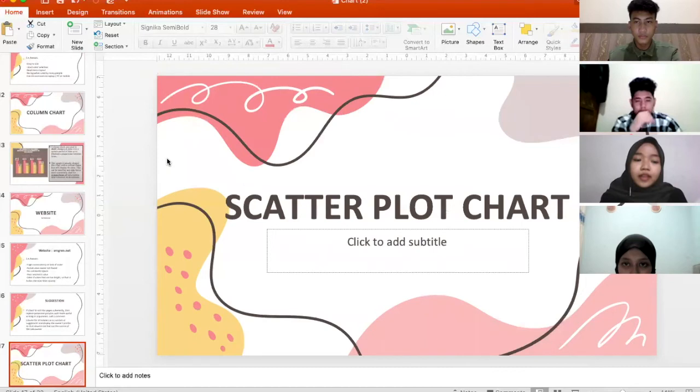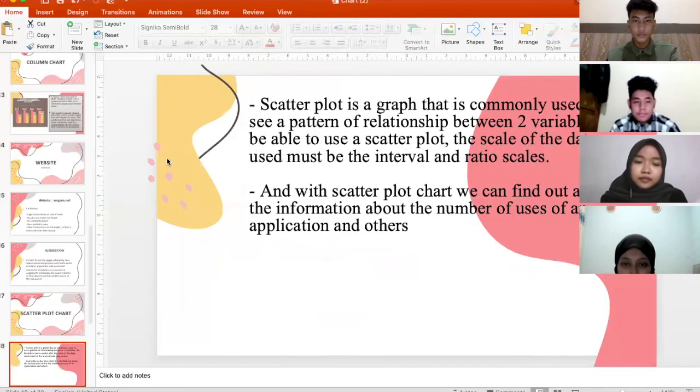The last presentation is Akbar. This slide I will explain about the scatter plot chart. A scatter plot is a graph commonly used to see a pattern of relationship between two variables. To be able to use a scatter plot, the scale of the data used must be interval and ratio scale. With a scatter plot chart, you can find out information about the number of uses of an application and others.